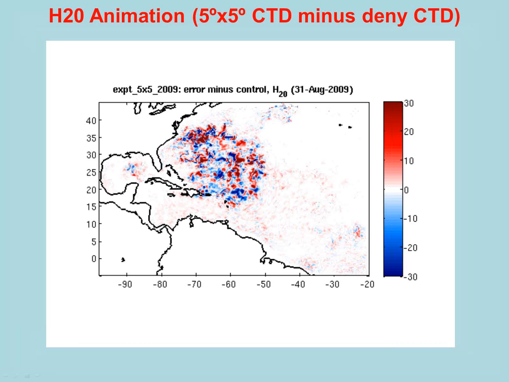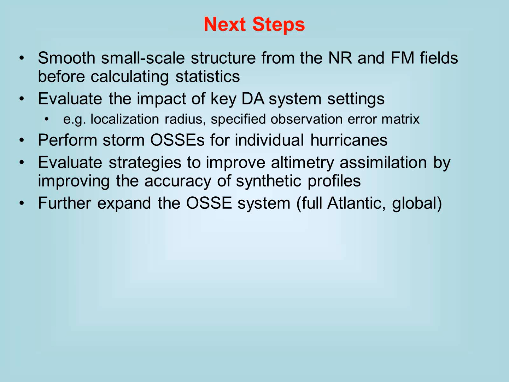We also need to further study the impact of our data assimilation system settings. The localization radius of the observation, to limit how far away the observation could be, and also how we specify the background observation error matrix in the DA system. Can we improve our ability to have these observations improve the model if we play with our data assimilation system? That's an ongoing area of research.